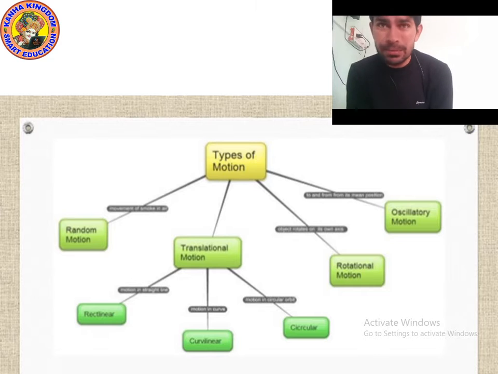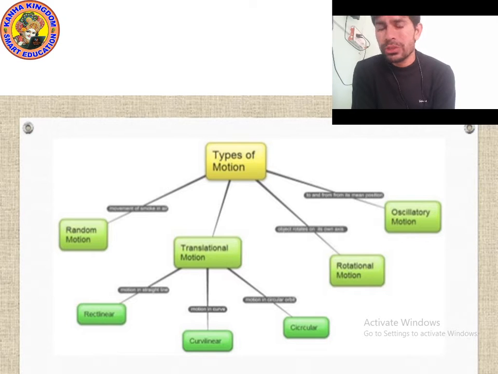What is the spelling of random motion? RANDOM. What is the spelling of transitional motion? TRANSITIONAL. Transitional motion. And oscillatory motion: OSCILLATORY. Oscillatory motion. So these three types of motion: random motion, transitional motion, and oscillatory motion.